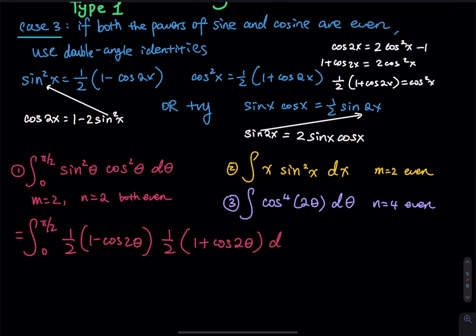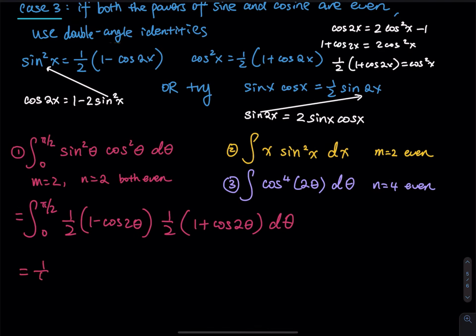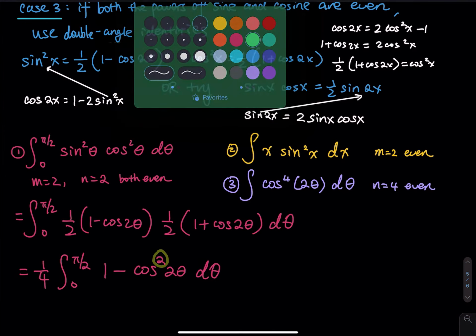And then you have a d theta, and there is a 1/4, right? So let's put the 1/4 in front, from 0 to pi over 2, and then you have to multiply the two products, the 1 plus cosine and the 1 minus cosine. After the multiplication is done, you have 1 minus cosine square 2 theta d theta. As you can see, this power is even, so we will have to use the double angle formula one more time. But before we do that, I have to remind you how it works.